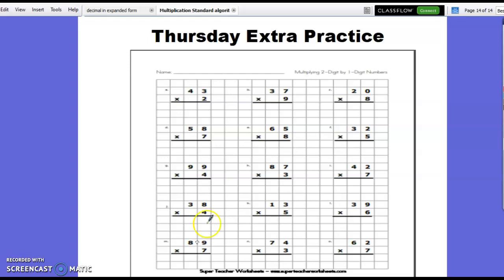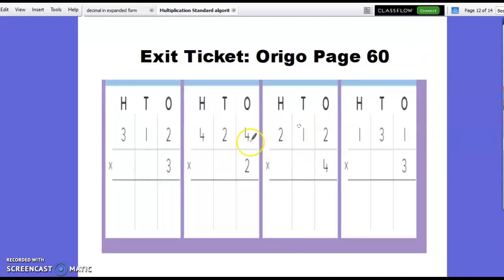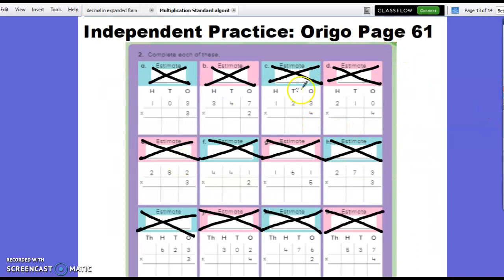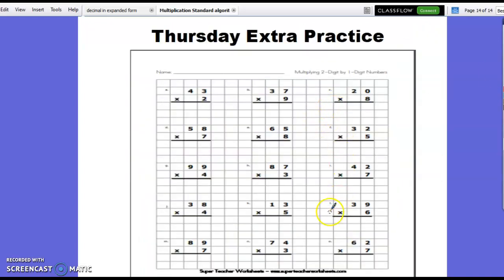But again, step by step, exit ticket, check in with me, make sure you did those 4 correct. Then your independent practice is the actual work. Now, if you guys get done with this and you're like, what do I do next? Nothing hurts to have extra practice. So it is there for you to do as well.